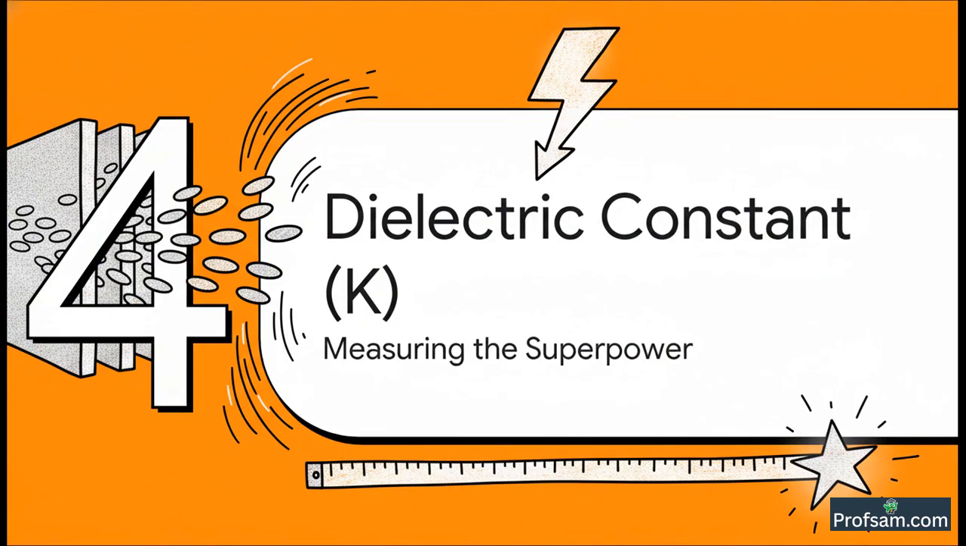But are all materials equally good at it? Of course not. So how do we measure this ability? How do we put a number on it? Well, that brings us to our next topic, the dielectric constant, which we write as a capital K. You can think of K as a scorecard, a rating for just how strong a dielectric superpower really is.